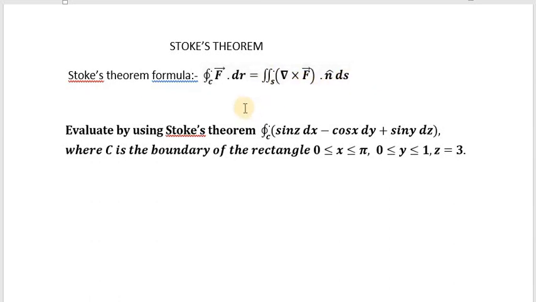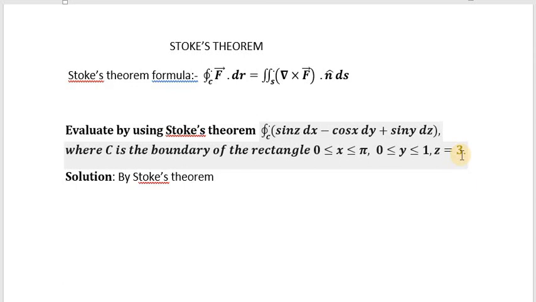Now let us evaluate a problem based on Stokes' theorem. Evaluate by using Stokes' theorem the line integral over a closed curve C of sin z dx minus cos x dy plus sin y dz, where C is the boundary of the rectangle lying between x from 0 to 5 and y from 0 to 1, and z is equal to 3.